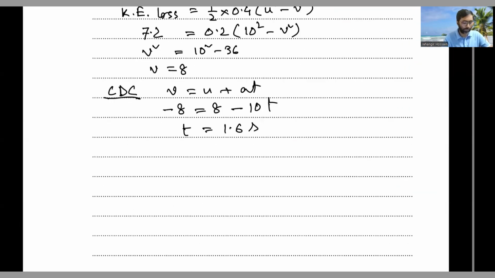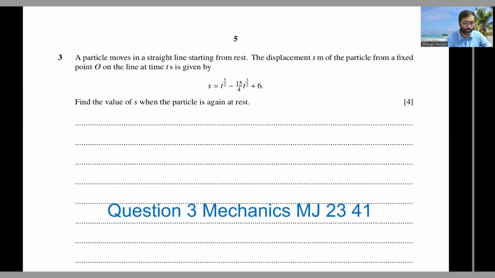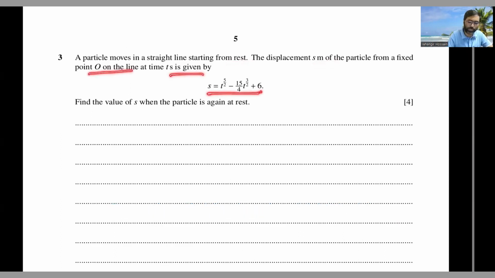Now let's move on to the next question, question number 3. In question 3, a particle moves in a straight line starting from rest, that is u is 0. Now the displacement s meters of the particle from a fixed point O on the line is given by this expression. You have to find the value of t when the particle is at rest again.